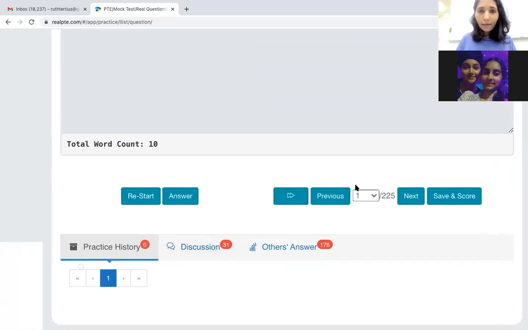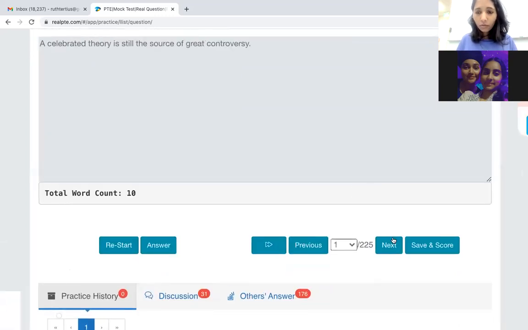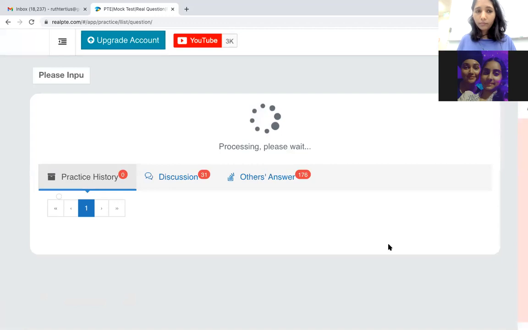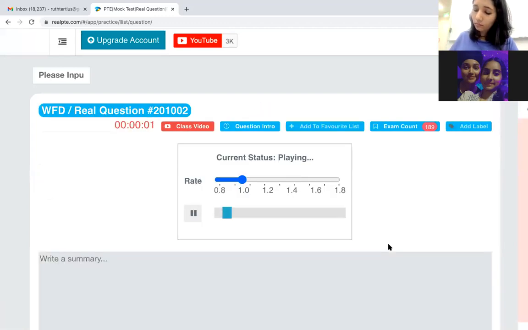At the count of 3, 1, 2, 3, and go. A good architecture wants structure should be useful, durable, and beautiful.